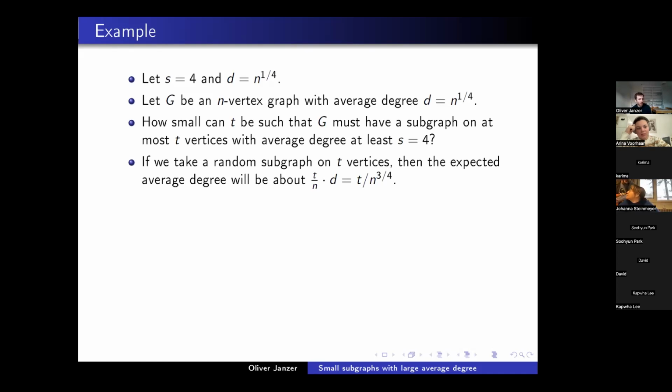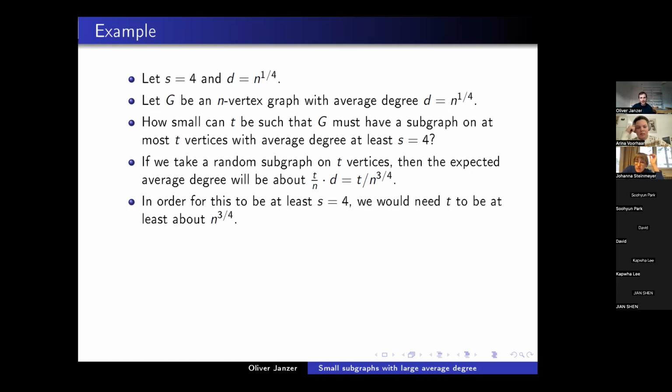One way to find a small subgraph with large average degree is to take a random subgraph. So if we take a random subgraph on t vertices, will that work? Originally in the graph, the average degree is d. If we take a random subgraph on t vertices, then the average degree will become about t over n times d, which is t over n to the 3/4. And we want this average degree to be bigger than s, so we certainly want t to be at least about n to the 3/4. That means that with this strategy, the best t we can guarantee is about n to the 3/4. So this strategy will show that we can find a subgraph on n to the 3/4 vertices with average degree at least 4.